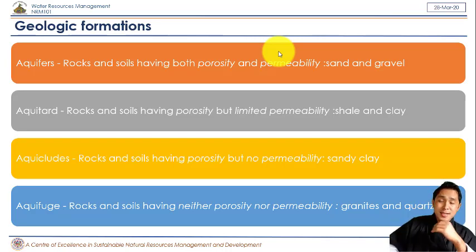And look at the sand again. The more water we pour, the more water it sucks in, and that's the good thing about sand and gravel. So it makes up a very good aquifer. Limestone, on the other hand, is also a very good aquifer.